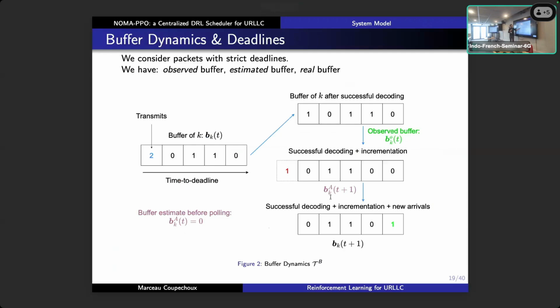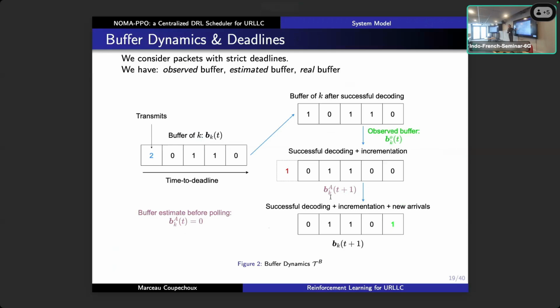So for the buffer, we have this process. Imagine that this is the buffer of user K, and in this table we have several entries, and each entry corresponds to the time to deadline. So, for example, there are 2 packets with a time to deadline of 1 radio frame. There are 0 packets with a time to deadline of 2, and so on and so forth.